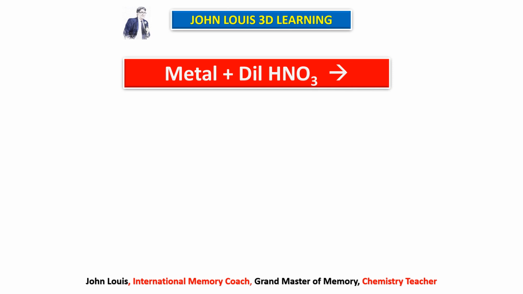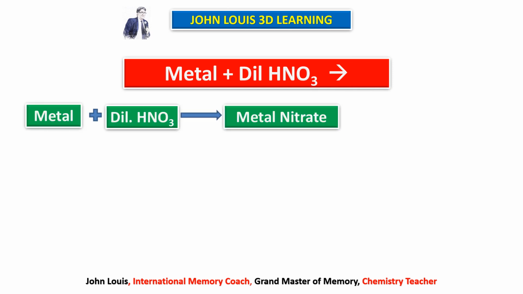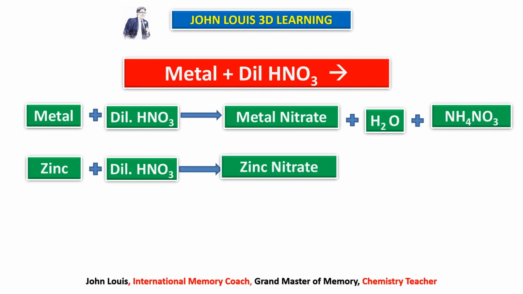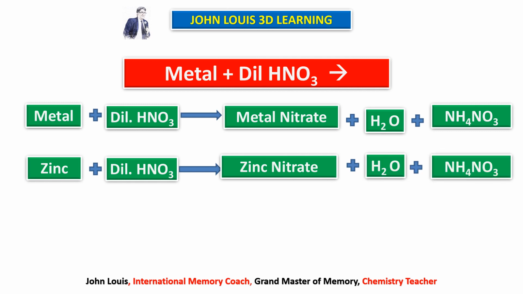Metal plus dilute nitric acid gives what? Metal nitrate plus water. Now the nitrogen monoxide is changed into what? Ammonium nitrate. This is what we need to understand. Same metal we are taking, but the proportion of nitric acid taken is different here. Therefore, instead of nitrogen monoxide, you will get ammonium nitrate. So the products are zinc nitrate plus water plus ammonium nitrate.